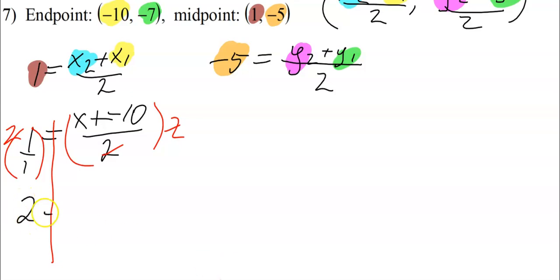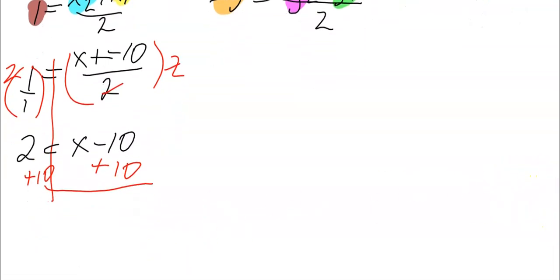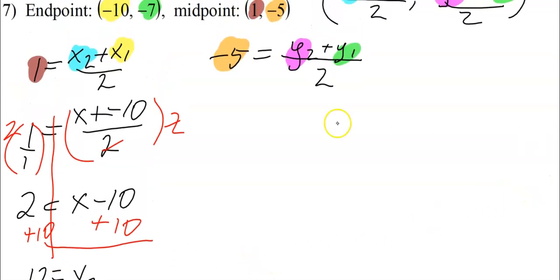So I'm going to have 2 equals x minus 10. Add 10 to both sides. And my missing x value is 12. Let's do the same thing up here with the y's.